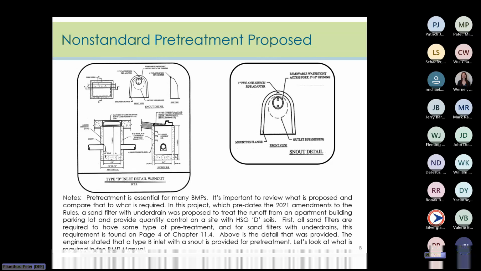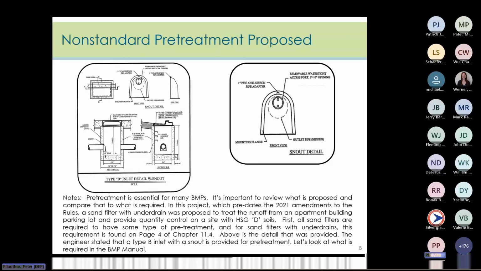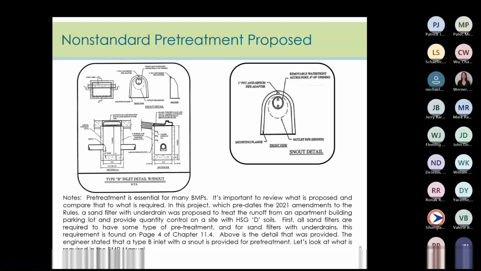First, all sand filters are required to have some type of pre-treatment, and for sand filters with underdrain, this requirement is found on page 4 of chapter 11.4 of the BMP manual. This is the detail that was provided. The engineer stated that a type B inlet with a snout is provided for pre-treatment. Let's look at what is required in the BMP manual.